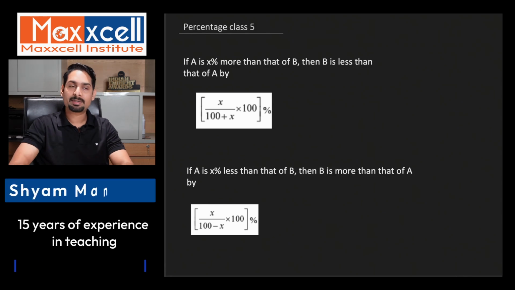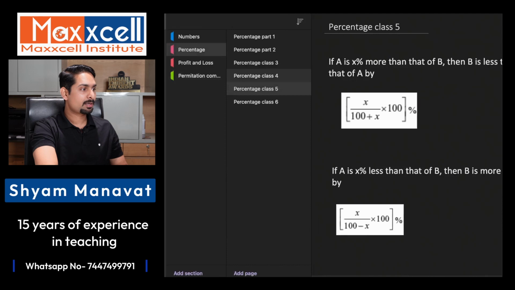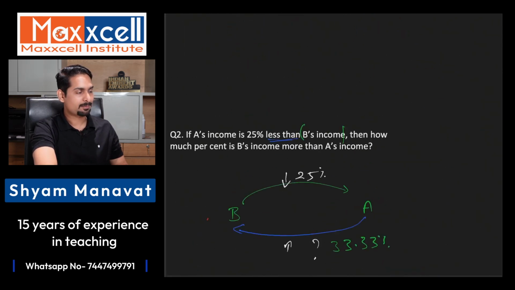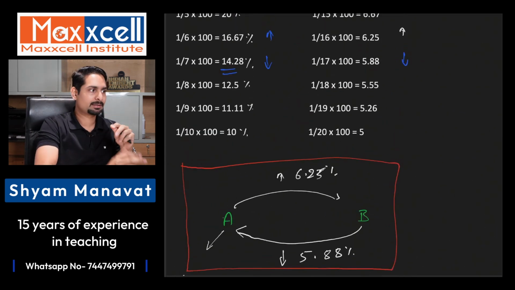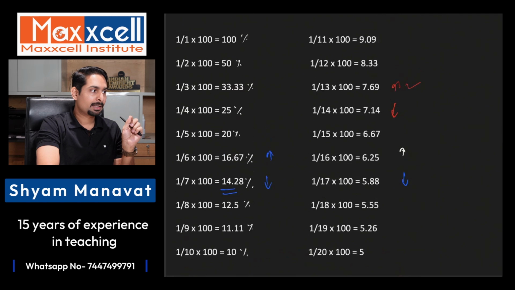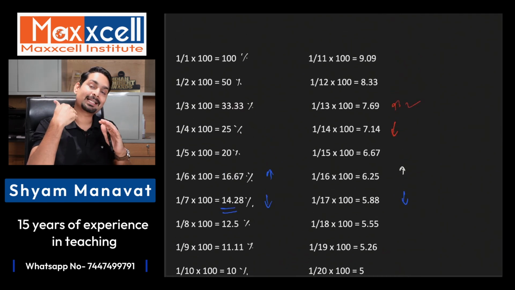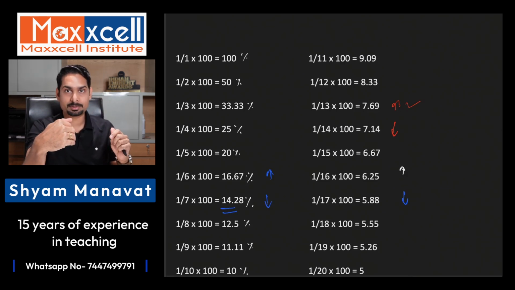So in the previous video we discussed the fraction percentage table and some examples of how to use it. But I'm sure you must have one question in mind: alright, if there is an increase by 100%, there is a decrease by 50%. If there is an increase by 50%, then there is a decrease by 33.33%.